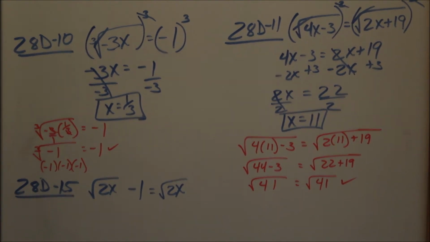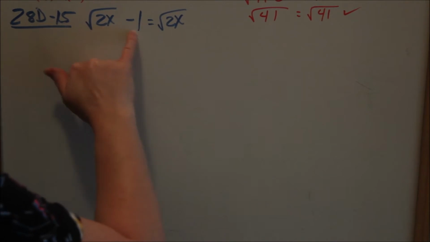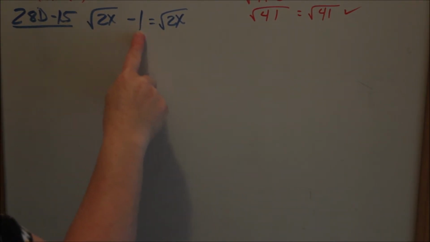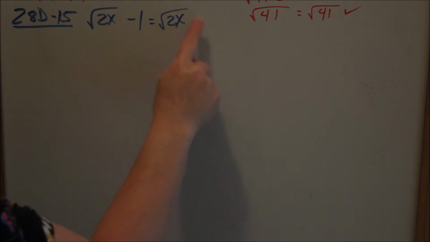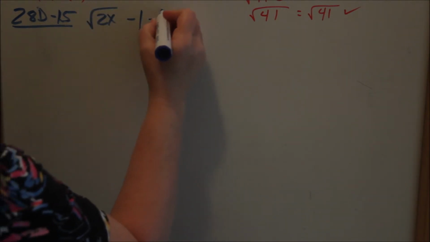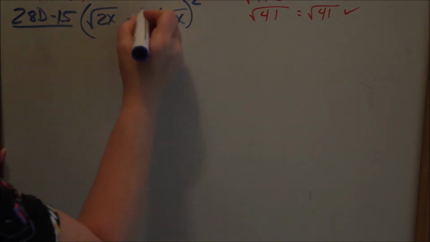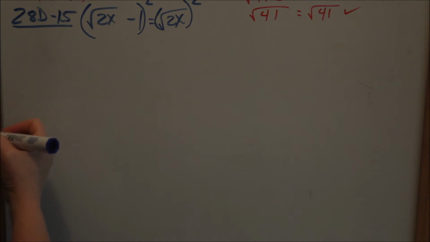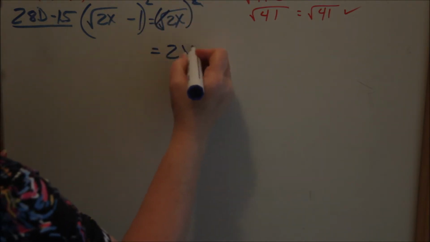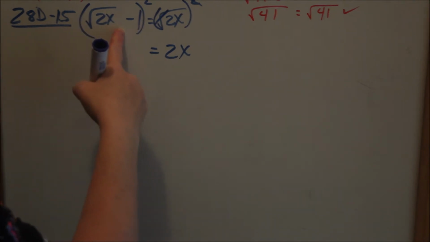All right, look at 28D, number 15. Here, you have a radical and a number. And then over here, you have a radical. Even if I move my number over here, I still have a radical and a number. So here, we have to square that side so the radical goes away, which means you square this whole thing. Over here, that and that cancels and you're left with 2x. This does not cancel, okay? You need to FOIL it out.